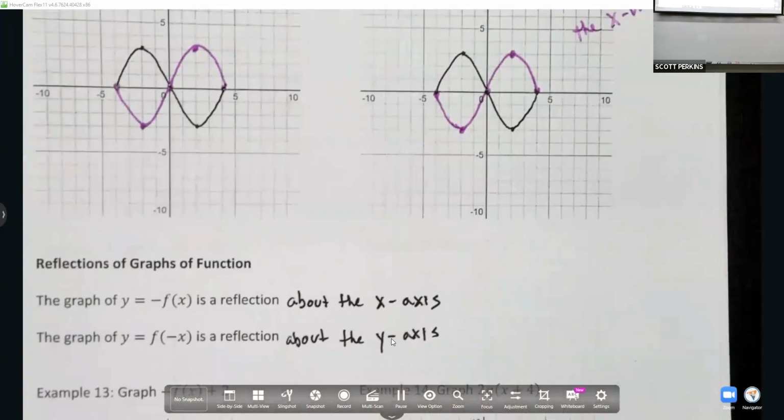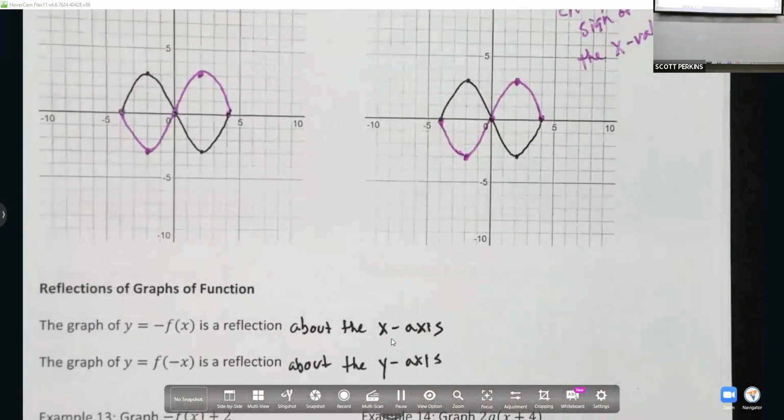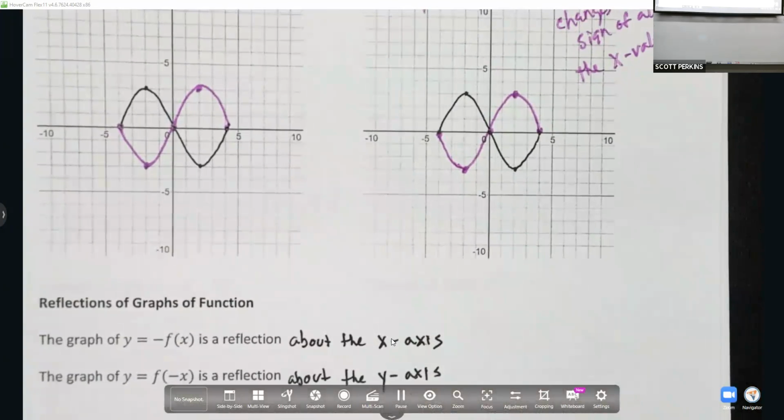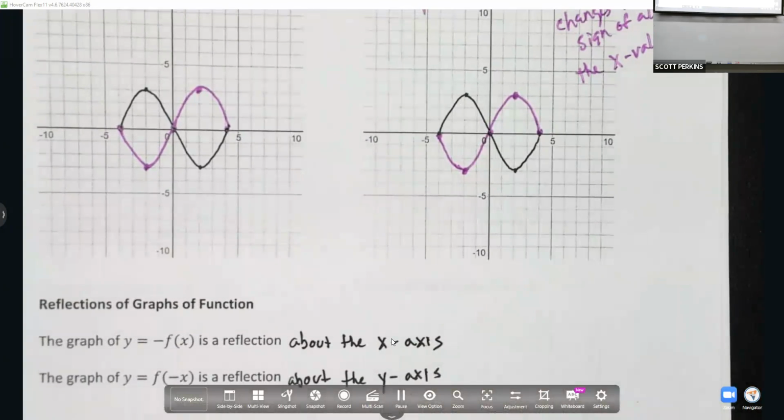So here's the graph again, trying to make sure everything you can see. But there's that bar. I don't know why that's there. Okay, there we go. My little note up there says changes the sign of all the x values, in case you hadn't seen that.